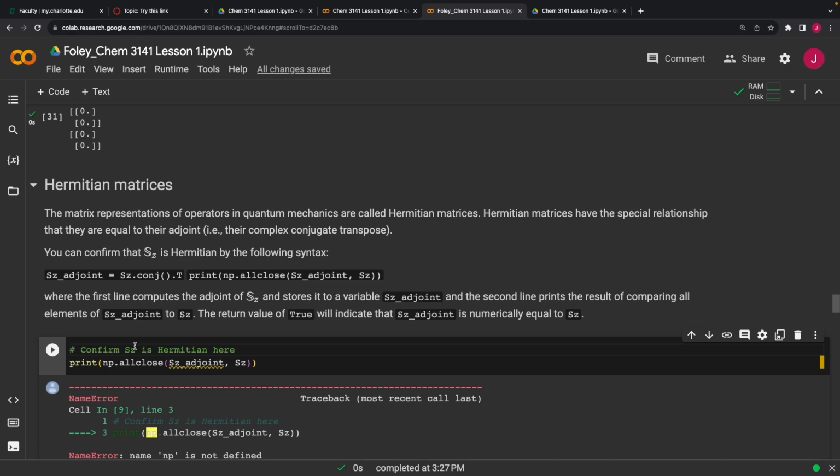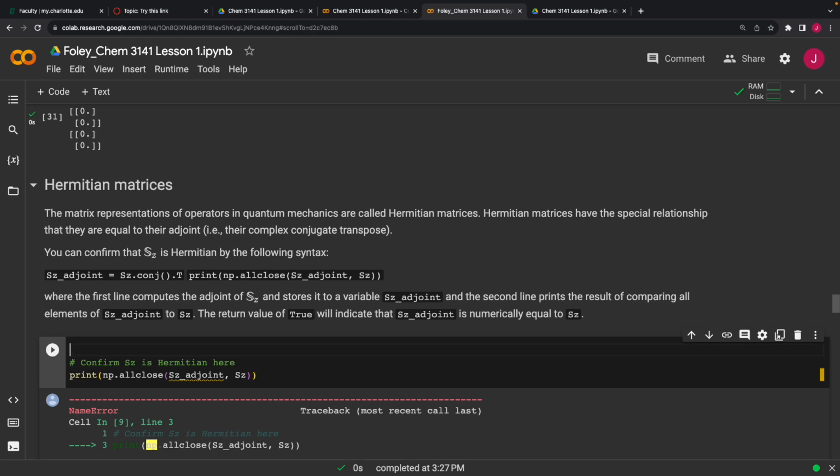And all close means what? Yes, element by element. They are all the same number to within a round-off error. So it's really difficult. I'll just say, well, let's write this code and then I'll talk more. So go ahead and try to compute the adjoint of SZ and store it to the variable SZ_adjoint.